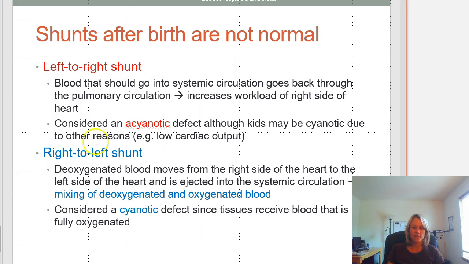A right to left shunt is when the deoxygenated blood, so blood that hasn't seen the lungs yet, moves from the right side of the heart to the left side of the heart, and it gets ejected into the systemic circulation without being oxygenated, causing a mixing of deoxygenated and oxygenated blood. So this would be considered a cyanotic defect because the tissues are receiving blood that is not fully oxygenated.